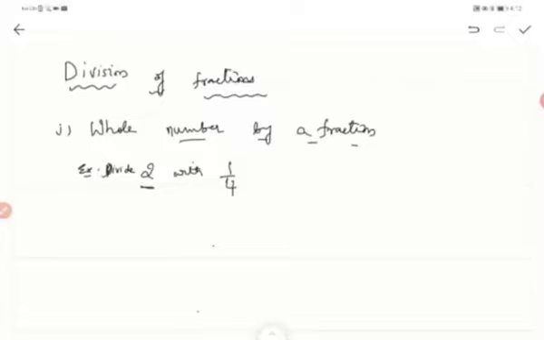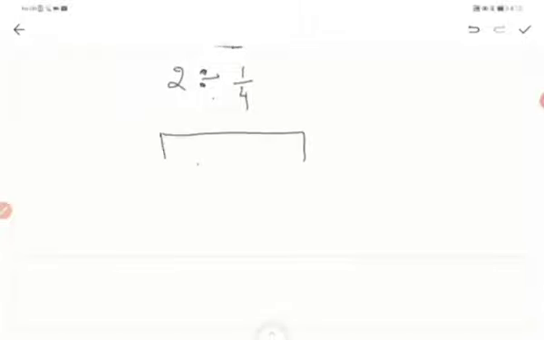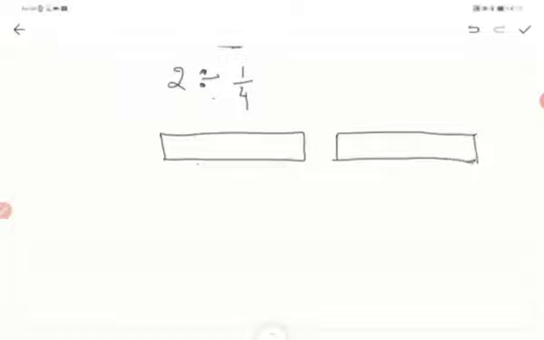First, a whole number divided by a fraction. Here I took one example: 2 divided by 1 by 4. Let me show you with a pictorial representation what this means. After that, we will see how exactly you do this by simplification.